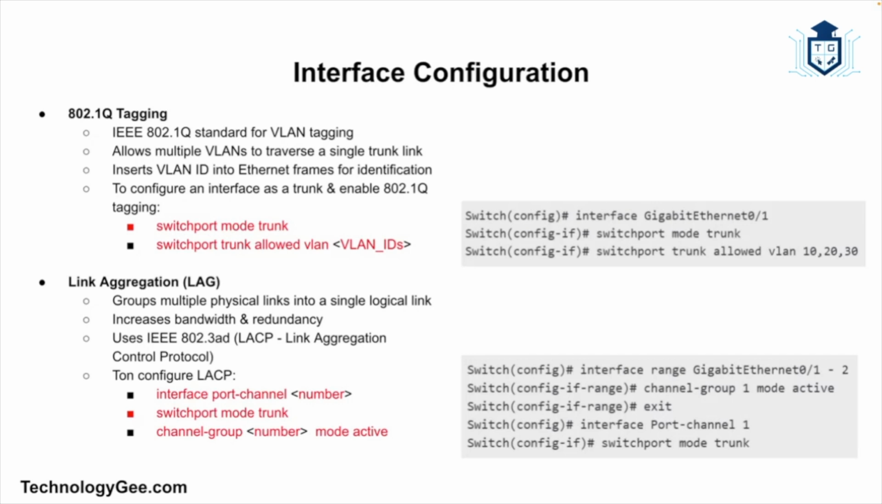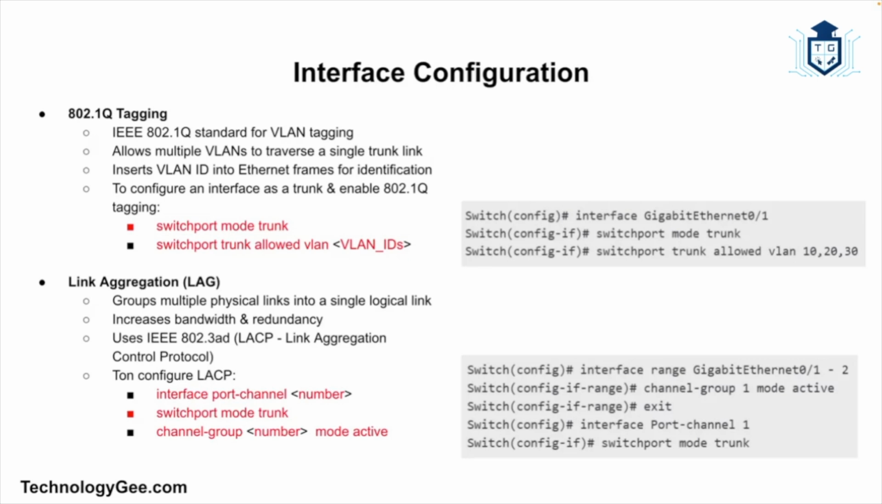Next, we have what is called 802.1q tagging, and this is an IEEE standard for VLAN tagging, which allows multiple VLANs to traverse a single trunk link by adding a VLAN identifier in the Ethernet frame. And to configure an interface as a trunk and enable 802.1q tagging, you would type in some commands that look like this right here.